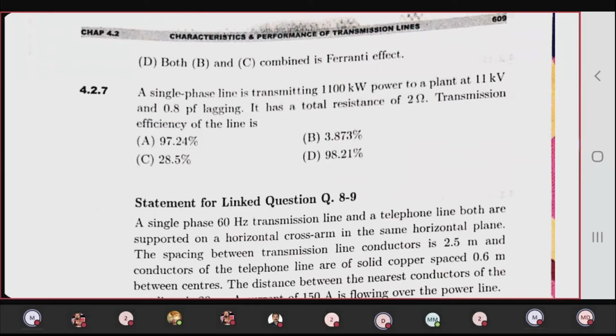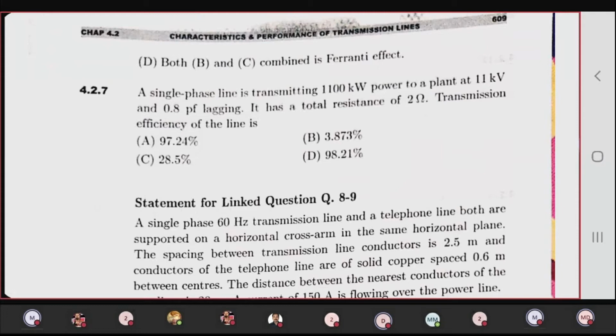It has a total resistance of 2 ohms. Transmission efficiency of the line is 97.24 percentage, 3.873 percentage, 28.5 percentage, or 98.21 percentage. So we have to find out what is the transmission efficiency of the line.